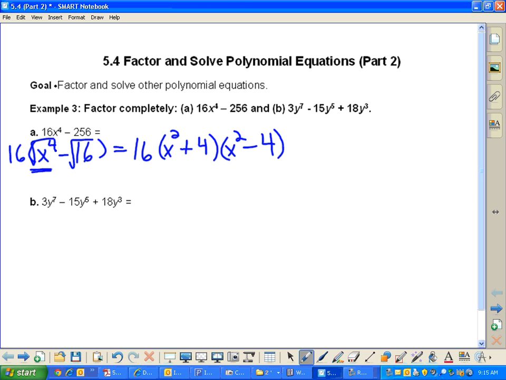Right. Well, watch out. X squared plus 4 does not factor. X squared minus 4 factors. We can factor a difference of 2 squares. We cannot factor a sum. You want to see why?